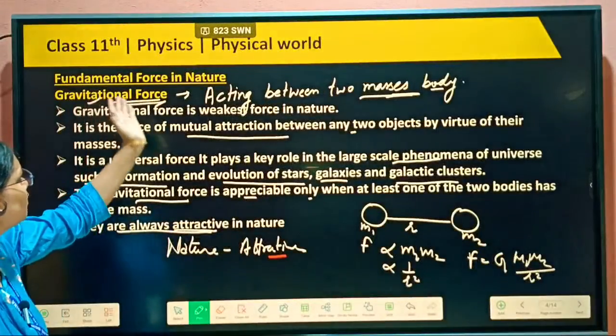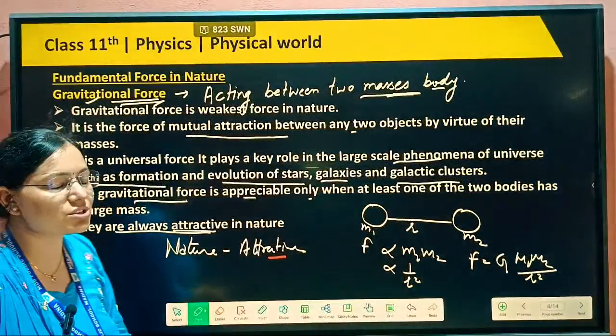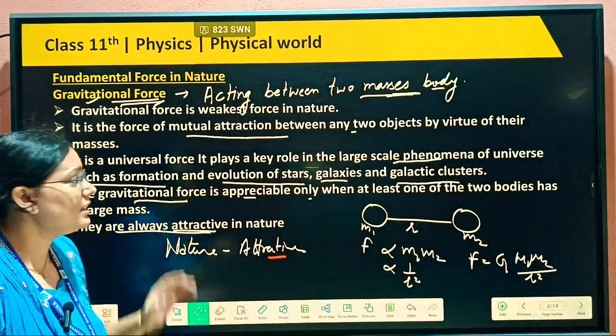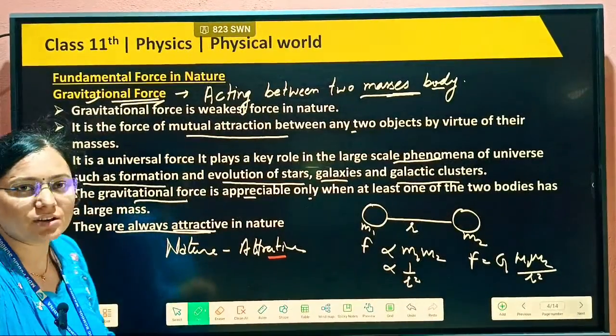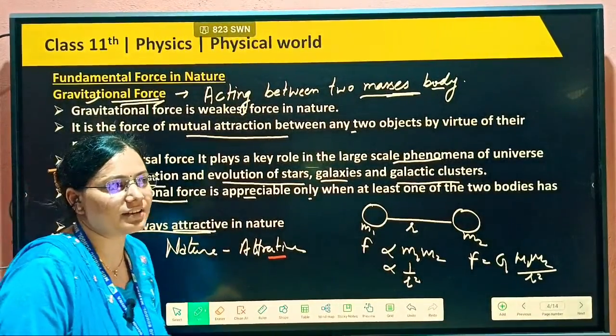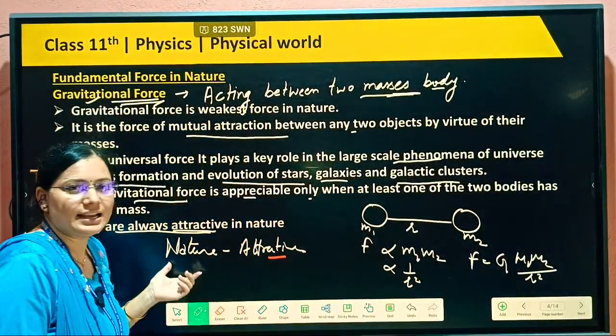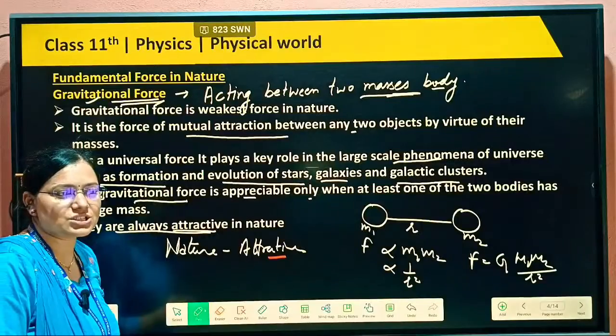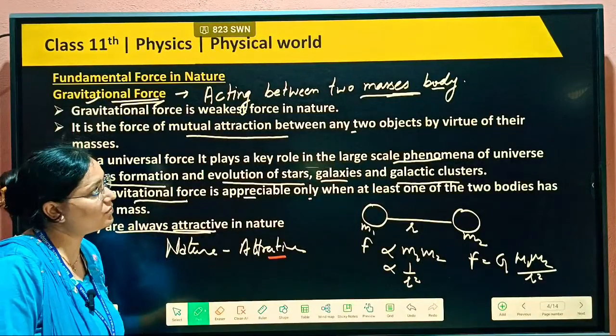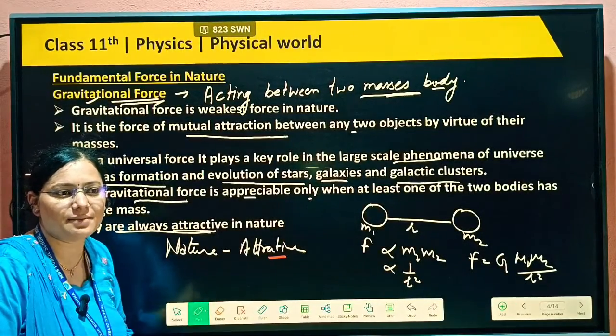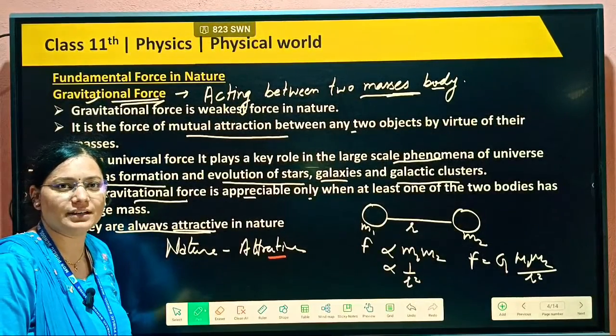Our next topic is force, the fundamental forces in our nature. First, let's discuss this. There are four types of forces in our nature: gravitational force, electromagnetic force, strong force, and weak force. These are the four types of fundamental forces available in our nature.